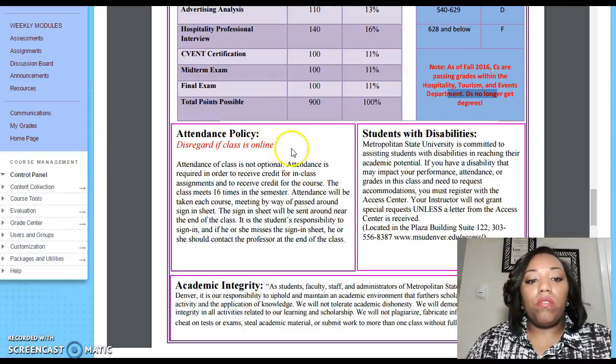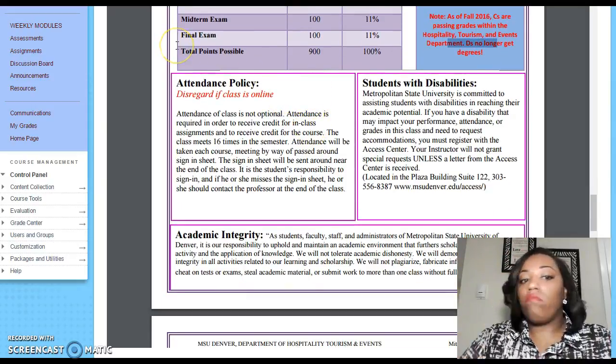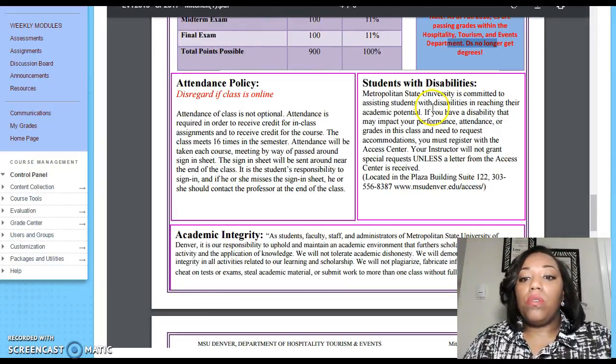Attendance policy: I just put disregard if this class is online, so you have nothing to worry about here. Students with disabilities.